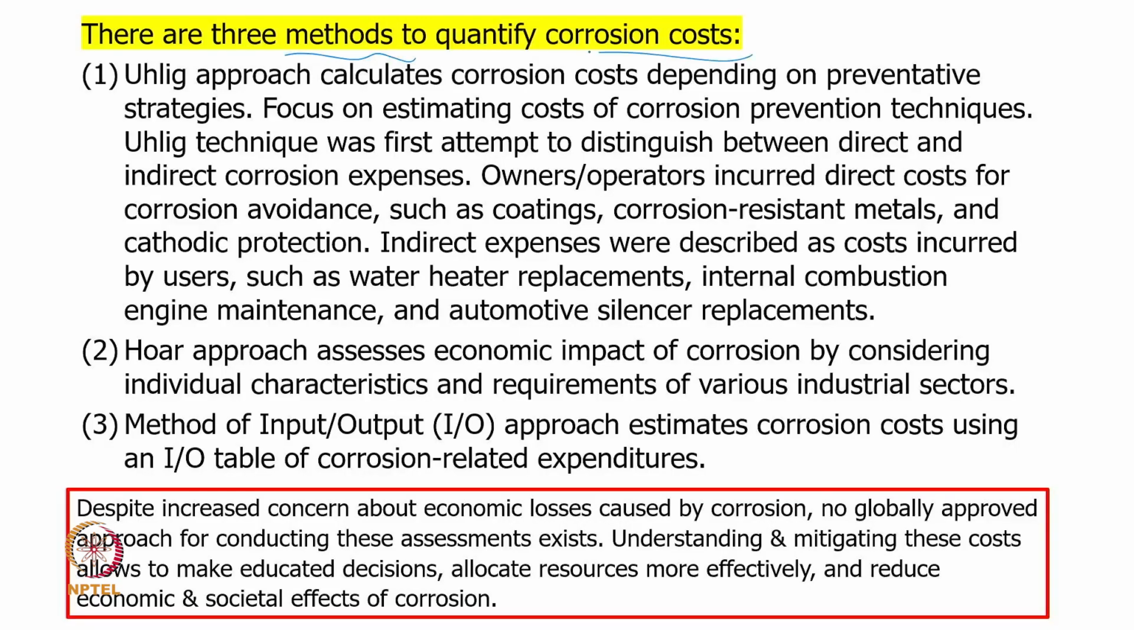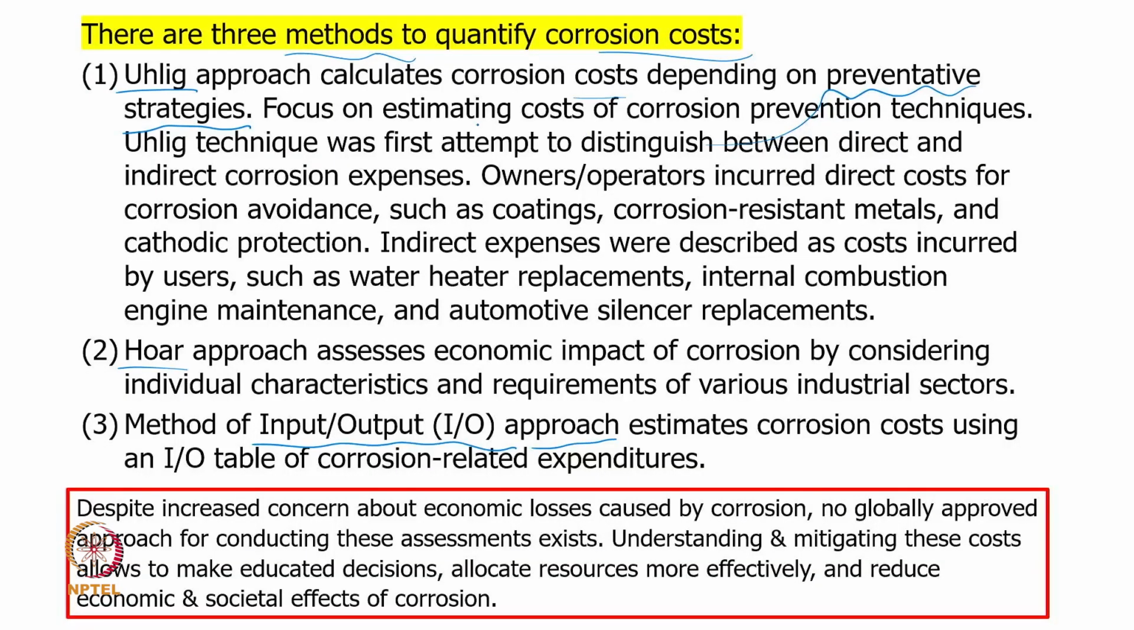Now, coming to the three models which I showed in my previous slide, the three methods to quantify corrosion cost are the Uhlig method, as I mentioned, the Hoar method, and then the method of input and output, where we require a lot of data. The Uhlig method calculates the corrosion cost depending on the preventive measures we are taking, or some strategy we are trying to take, whatever the cost for that. So, indirect cost will not be accounted for in this case. The focus is basically on estimating the cost of the corrosion prevention technique.